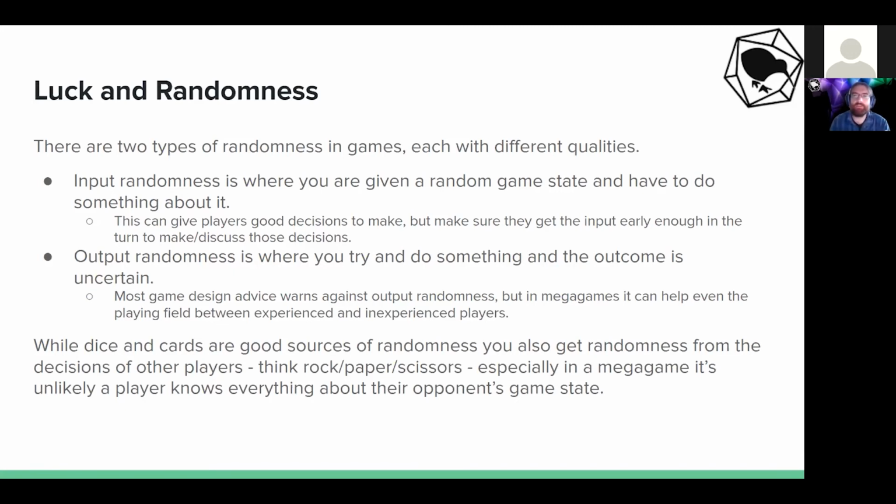Output randomness is where you try and do the thing and then you work out if it succeeded. It's often done in combat and things. So most game design advice warns against it, because it's better to have the input randomness and a more reliable experience than putting in the resources to do the thing and rolling a bad result and going, oh, I've just wasted 2 turns setting this up. It can be very disappointing.